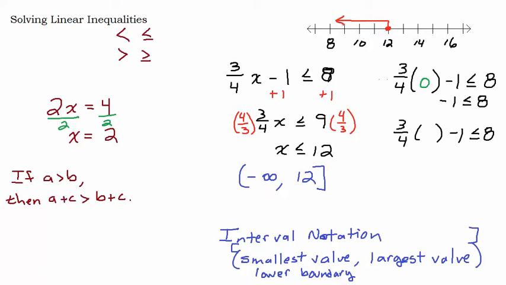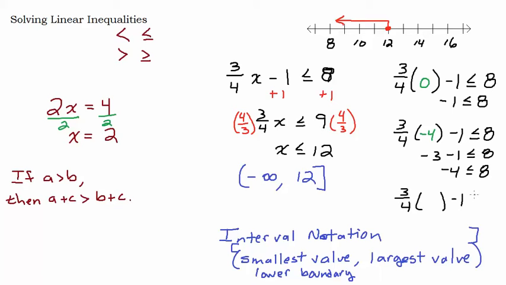Let's pick negative 4. That's less than 12. Let's see what we get. What do we get on the left-hand side? See, these 4's will cancel to be 1, so we're going to get negative 3 minus 1, which is negative 4, and that is less than or equal to 8. That's true. So that means negative 4 is a solution to our inequality.